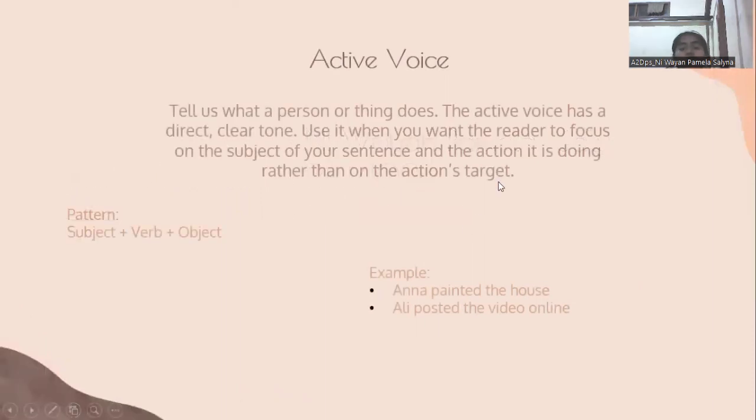Okay, first let's talk about active voice. Active voice tells us what a person or thing does. The active voice has a direct, clear tone. Use it when you want the reader to focus on the subject of your sentence and the action it is doing rather than on the action's target. The pattern is subject plus verb plus object. For example: Anna painted the house, and Ali posted the video online.